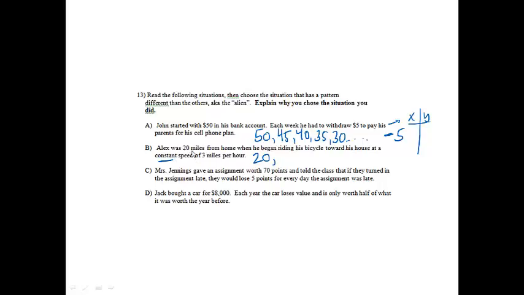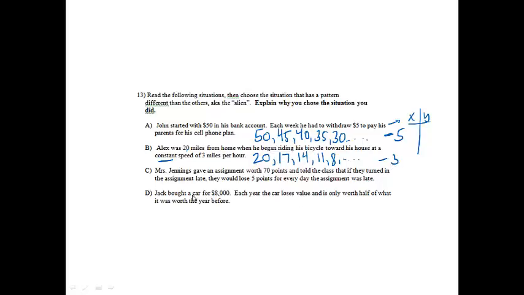So if he was 20 miles away, after an hour he's going to be 3 miles closer, so he's going to be 17 miles away, and then 14 miles away, and then 11 miles away, and then the next one would be 8 miles away, and then we could keep going. So if you notice, this is actually going down. Lots of people said it was going up, but it definitely is not. So it's going down 3 every time.